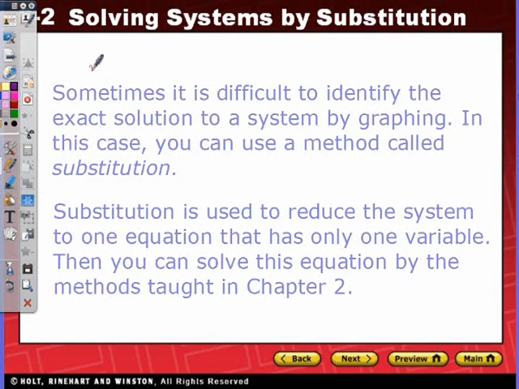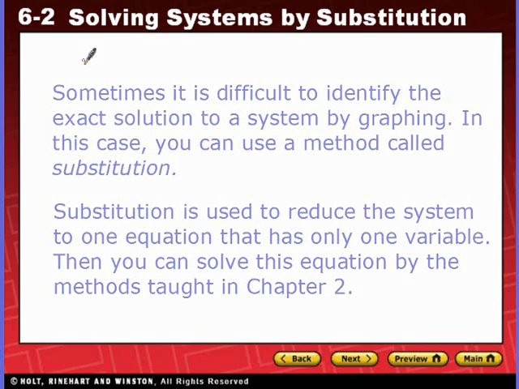Lesson 6-2, solving systems by substitution. Sometimes it's hard to get the exact solution to a system by graphing, so we have some other algebraic methods instead. And for this, you're going to need both Notes page 81 and definitely a sheet of binder paper. There's not room for all the examples we're going to do, so grab that binder paper.